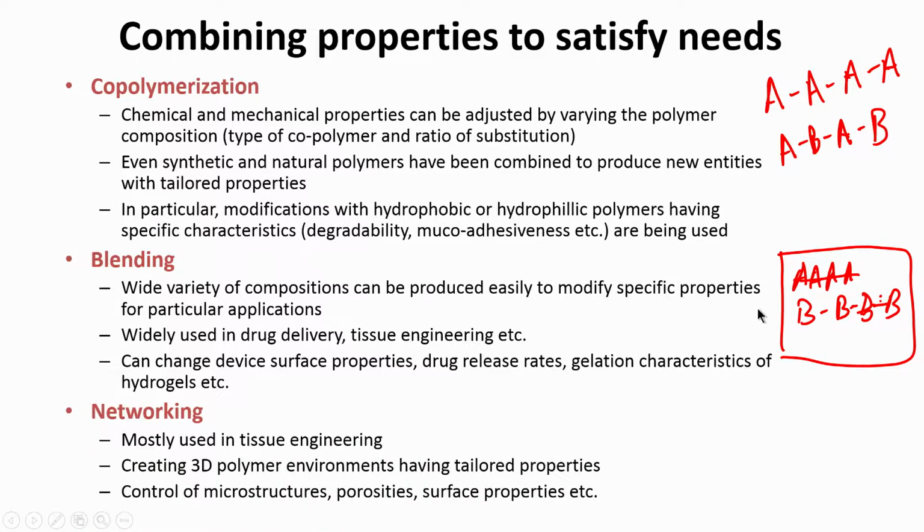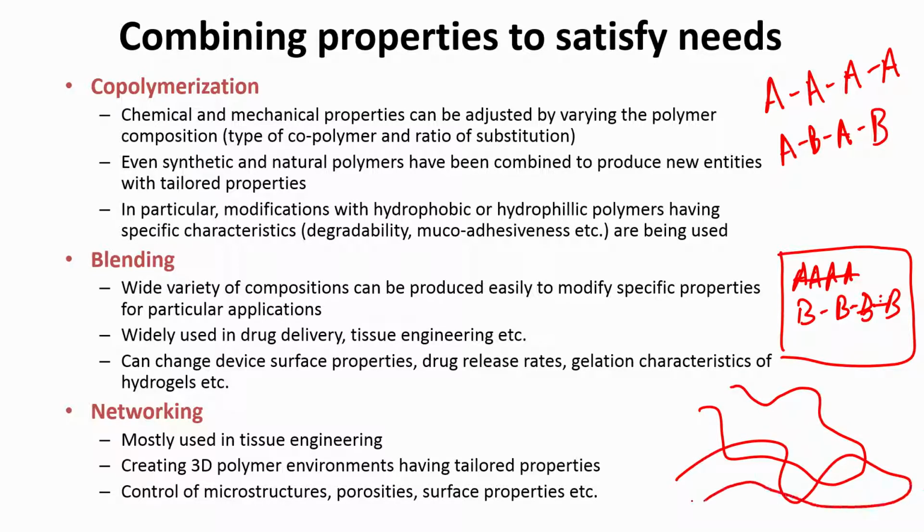And then you can network things. Mostly used in tissue engineering, what it is essentially creating is a 3D polymer environment having tailored properties. So, instead of having them as separate, you can have chains of A, and then you can network this with, let us say, chains of B going right through them. So, that can also be achieved.